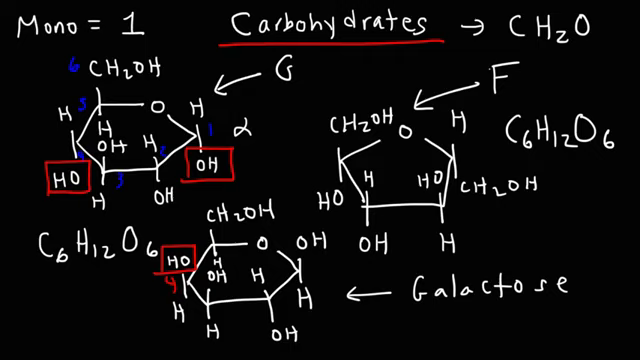Now, galactose is specifically called a C4 epimer of glucose because it is at carbon 4 that they differ. And they only differ at one particular carbon, not 2 or more carbons, which makes it an epimer. Now, there are some other monosaccharides that you may want to be familiar with.